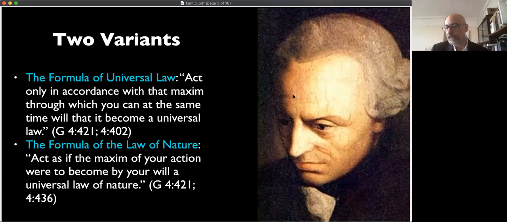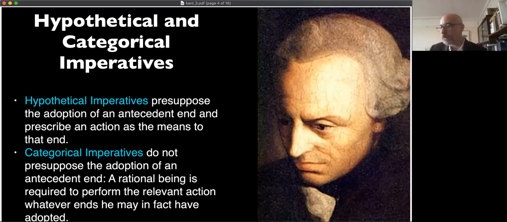Okay, so we saw how Kant distinguished two kinds of imperatives, hypothetical and categorical imperatives. And again, hypothetical imperatives presuppose the adoption of an end and prescribe an action as a means to that end. And in contrast, again, categorical imperatives are such that their normative force, their reason-giving weight, is not conditional on the adoption of an antecedent end. So a rational being is somehow required to perform the relevant action, whatever ends they may have adopted. Now, there are two points of clarification that are necessary.